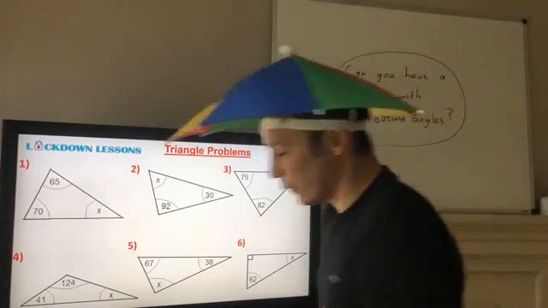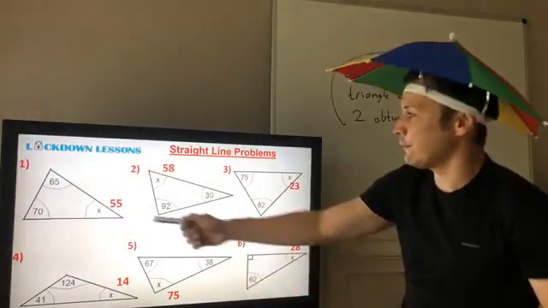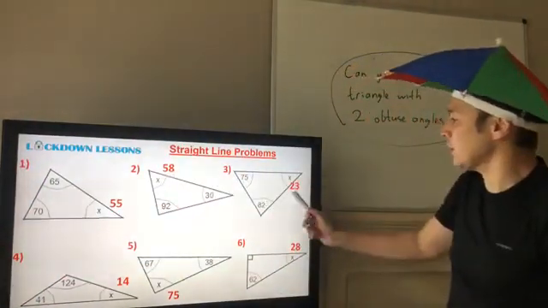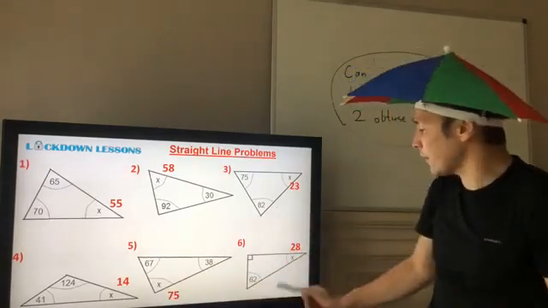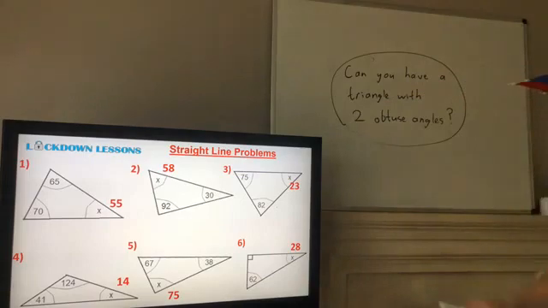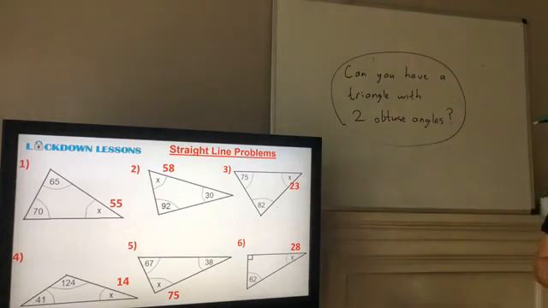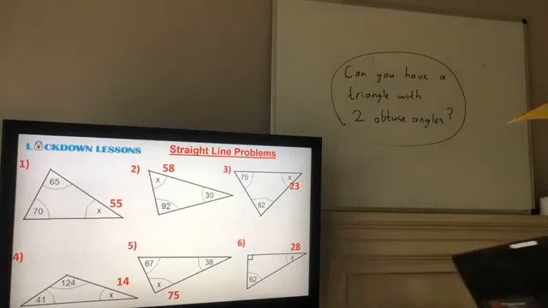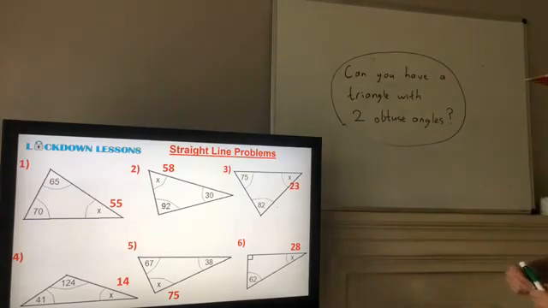Okay, right, let's go with some answers for you. So there they are: 55 degrees, 58 degrees, 23 degrees, 14 degrees, 75 degrees and 28 degrees. This one on the board as well, can you have a triangle with 2 obtuse angles? Let's see what we've got. We've got lots of people with yes for that one, so yes, we can have a triangle with 2 obtuse angles.